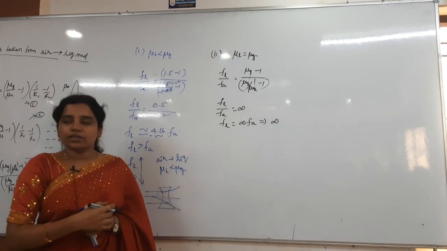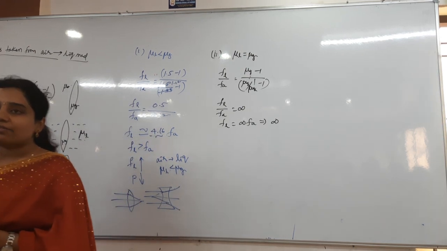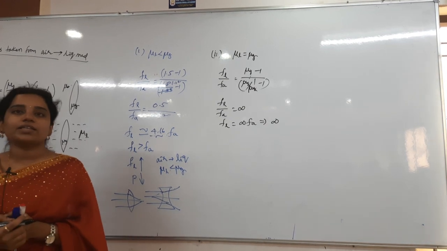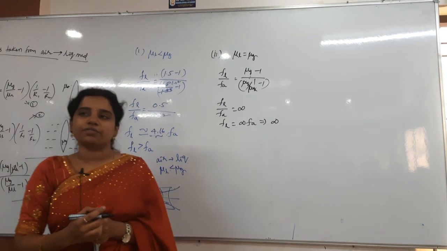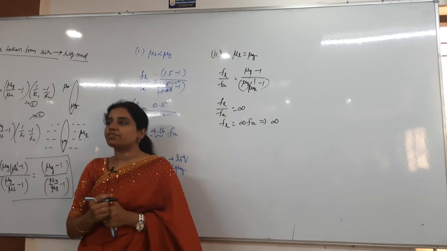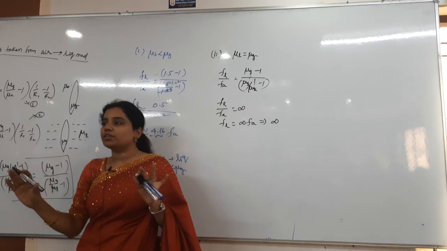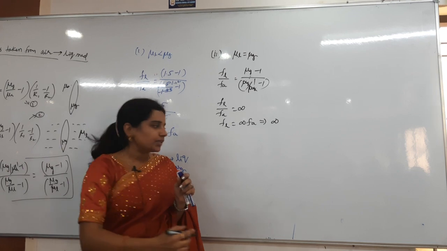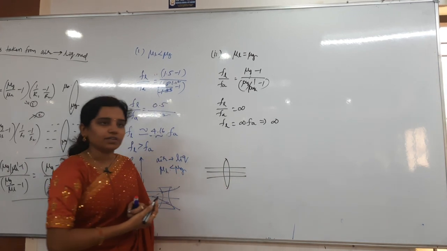Now whenever you are taking the lens into a liquid which has the same refractive index as the glass, at that time the focal length will become infinity. What is the meaning of focal length infinity? Is that a curved surface or a plane surface? Plane surface. It will act like plain glass only. It will not do any refraction, it will just pass the light. Nothing will happen, like that only light will transfer.